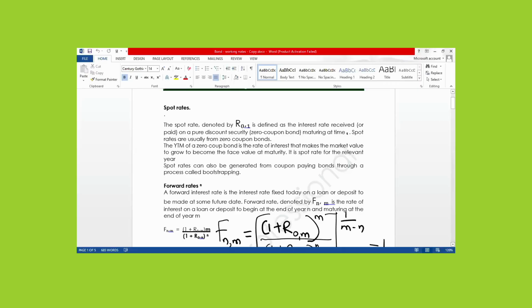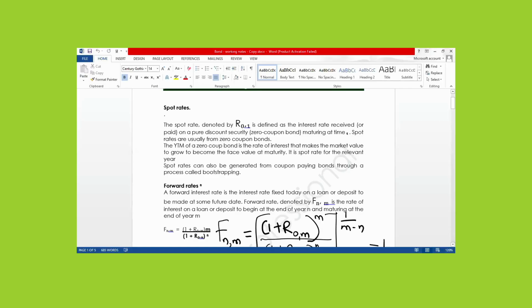We can also calculate spot rates on coupon paying bonds through a process called bootstrapping. You can calculate spot rates from coupon paying bonds by a process called bootstrapping. We shall demonstrate that today. Now we have explained spot rates.